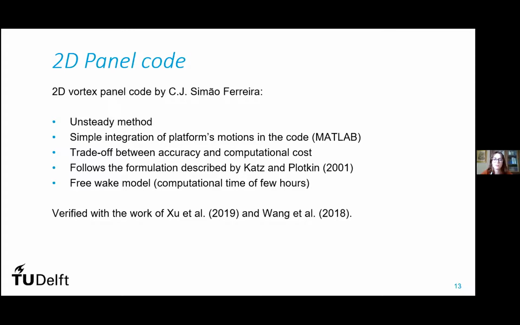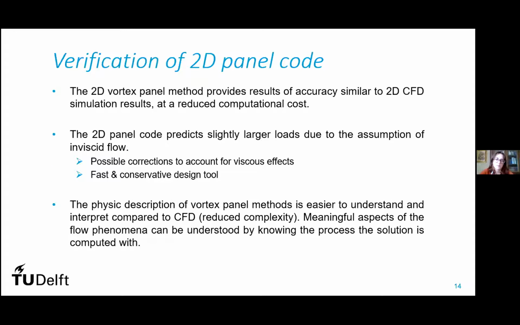And Wang et al. who report results about sway, surge, and yaw motion in 2D using, of course, CFD simulations. So the verification allowed me to understand that this 2D vortex panel method is an accurate tool with a reduced computational cost, which can be compared to the result of 2D CFD.